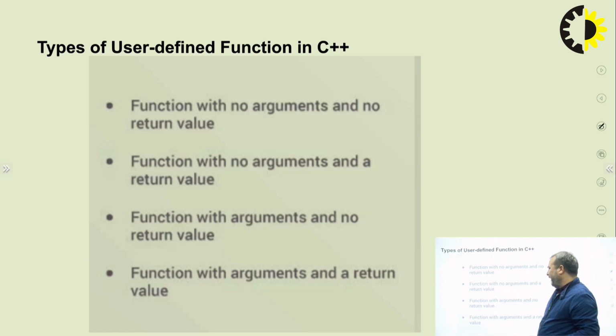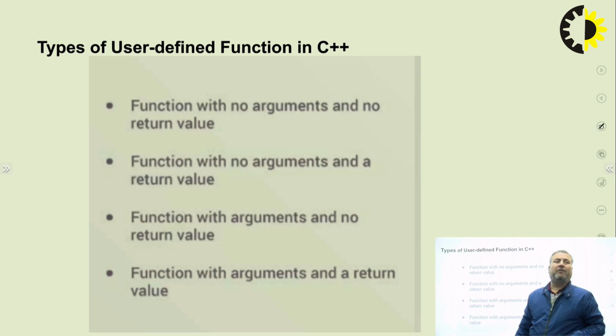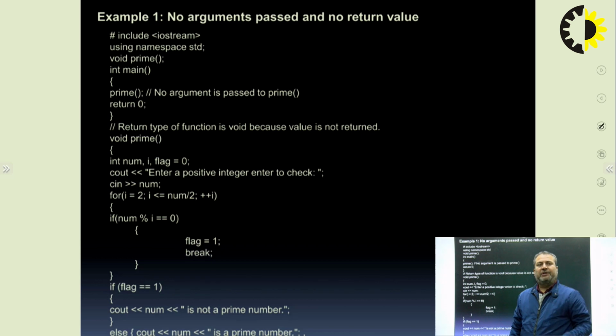These all are some types of the function. A function could have no argument, or a function could have arguments. The function with no argument and no return value, the function with no argument and a return value, the function with argument and no return value, and the function with argument and a return value.